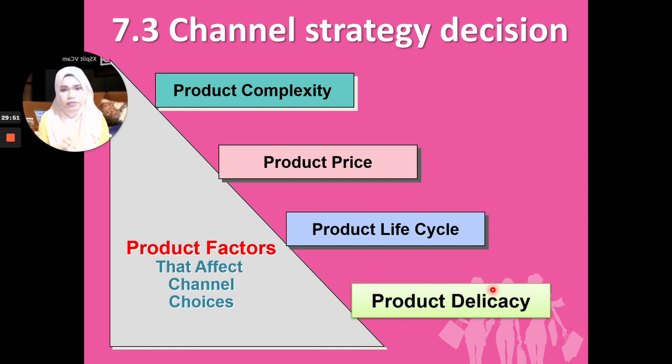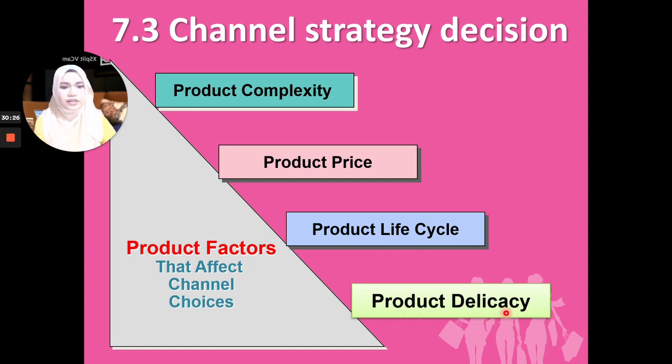If it's complicated, typically you will use an agent or broker, because when you sell it at the retail outlets, you don't have people to explain the product. Okay, next you look at the product price. Typically, the cheaper one will use a longer channel, but the more expensive one will use a shorter channel. When I say shorter channel, that means you will either use a direct channel or only one or two intermediaries. Okay, next you also look at the stage of your product life cycle, right?